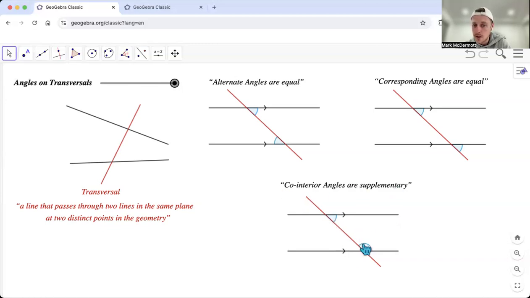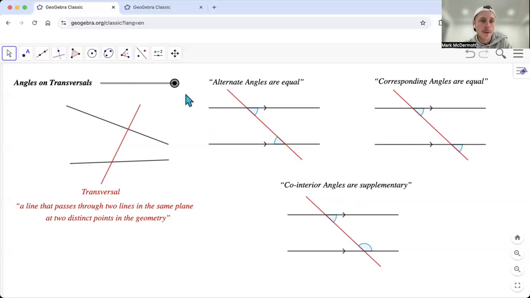You might be curious as to why that's the case. Maybe I'll just explain this part. The alternate angle to this one would be this angle over here. So the alternate angle to this one would be this one. And we know alternate angles are equal. So this angle here, that would be here, and this angle are on a straight line. So they add to 180 degrees. So you can hopefully see why co-interior angles are supplementary.